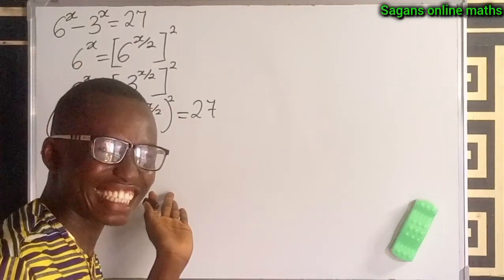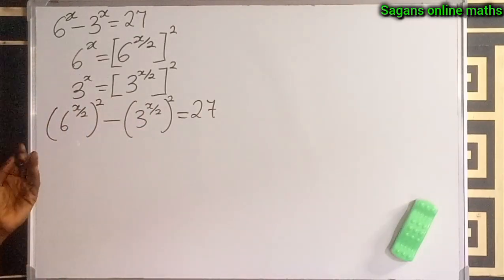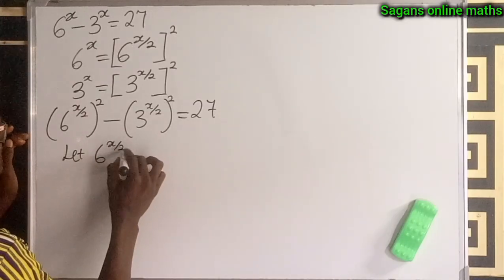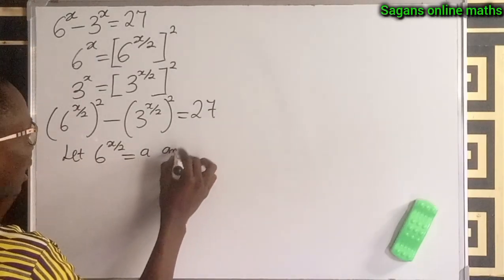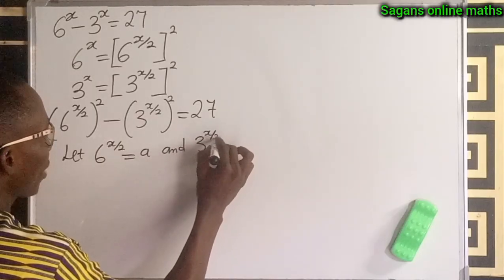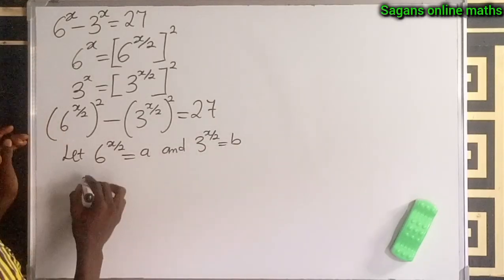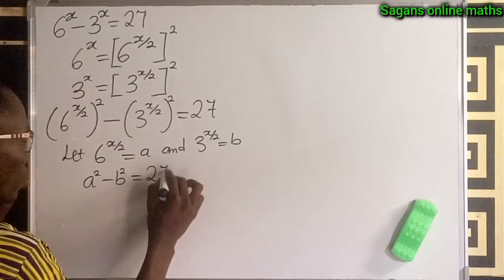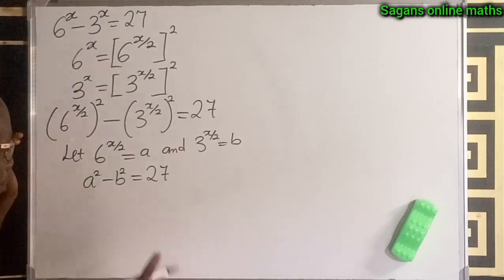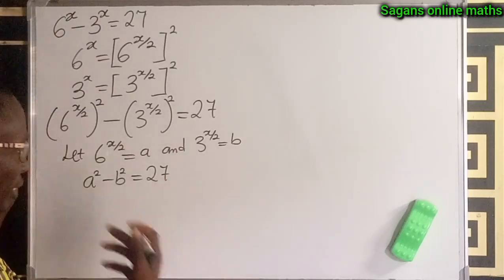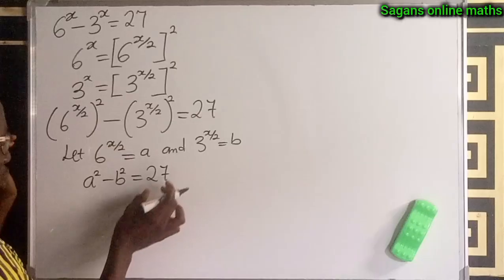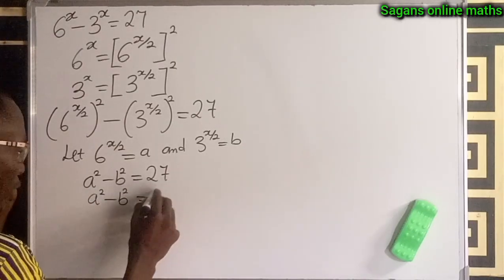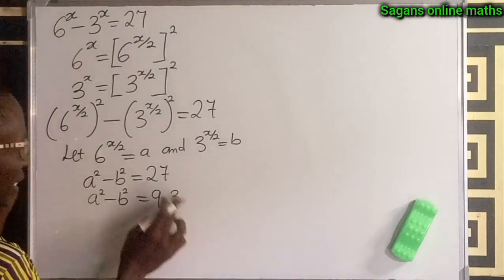This is pocket-genius, right? At this point, what are we going to do? I can say let 6 to the power of x divided by 2 equal a, and 3 to the power of x divided by 2 equal b. And this is a to the power of 2 minus b to the power of 2 equals 27. And don't forget that I'm going to express 27 as the product of two numbers, which is 9 times 3, because 9 times 3 is 27. So a to the power of 2 minus b to the power of 2 is equal to 9 times 3.